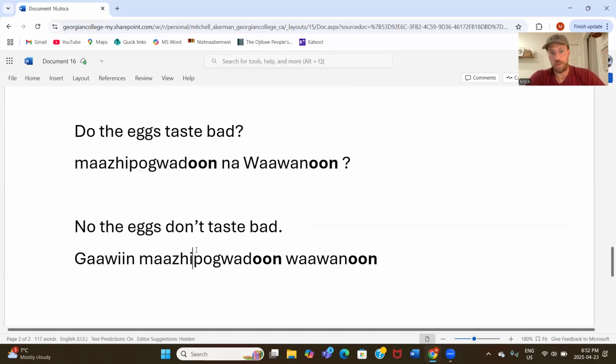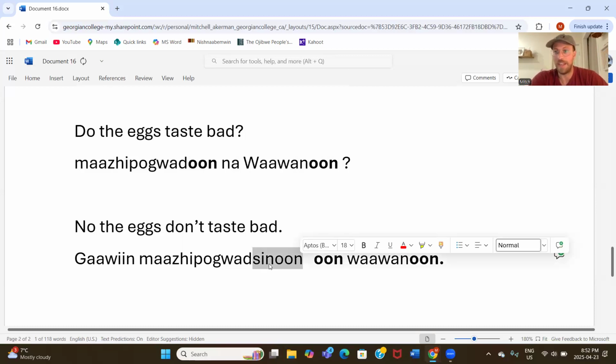We have Gaween, Majapugwad, Wawanon, but that does not mean they don't taste bad. Okay. We're not negative yet. So we've got Majapugwad. And what we actually need to add to the end of it is the VII negative. You know, with VAIs, we did C, but it's not Majapahwad C. That's for VAIs. We're in VII world. So the negative that you add on VIIs is typically Sinone. Sinone, VII negative. So it is not something. Sinone, when you put that at the end.